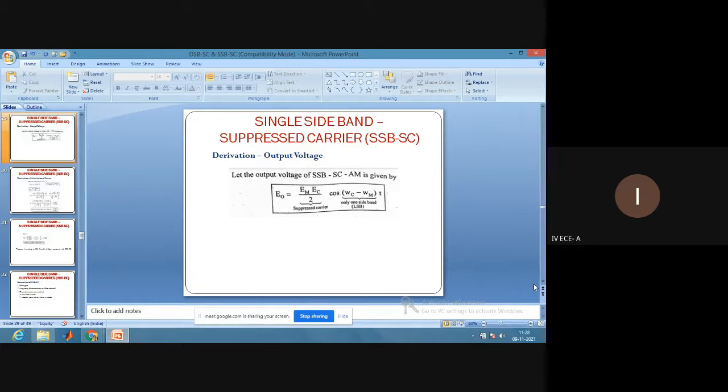The output voltage equation of the SSB-SC system is given by the following equation. E0 is equal to EmEc by 2, that is your suppressed carrier, then cos(ωc − ωm)t, that is your lower sideband frequency.